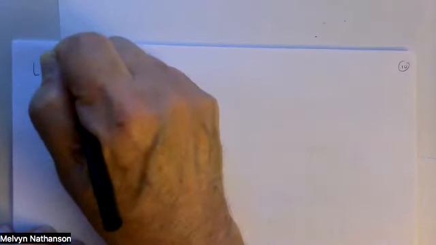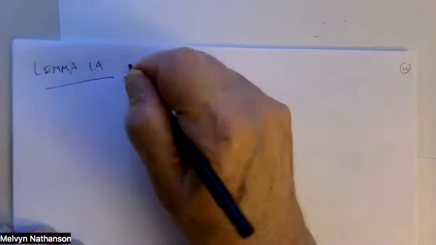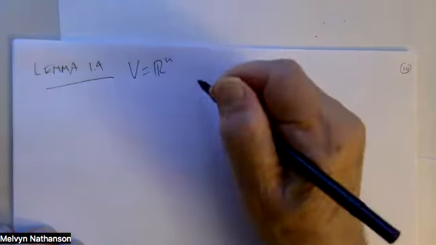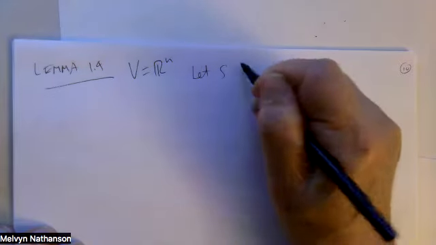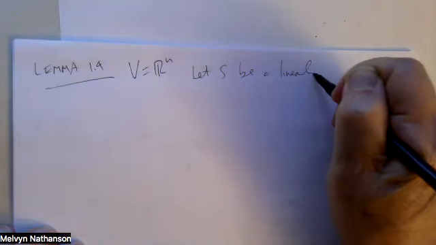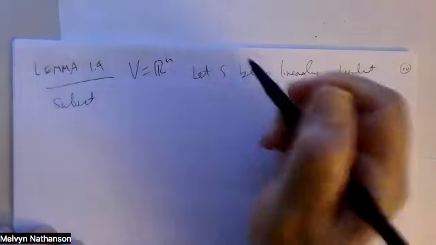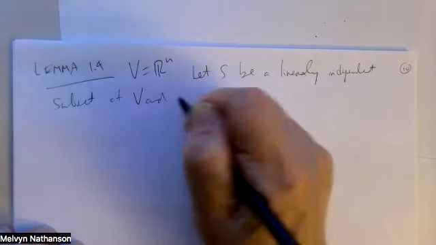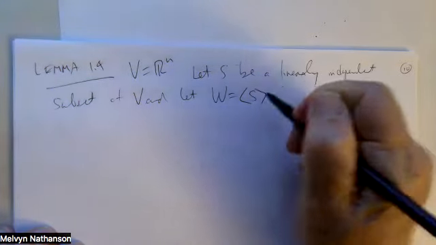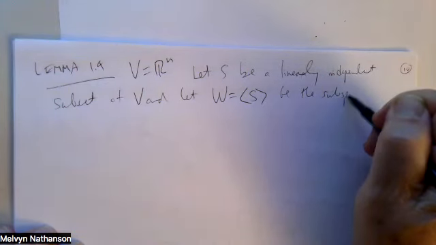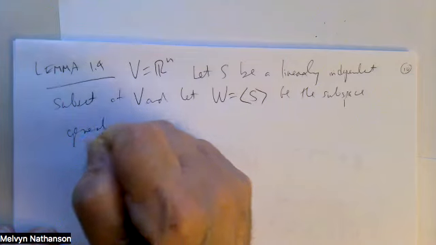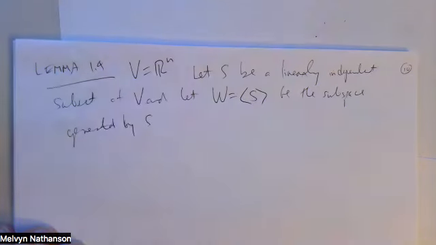So a very important fact about linearly independent subsets is the following. This is a lemma, maybe lemma 1.4. It says the following. Suppose we take the vector space Rn. Let S be a linearly independent subset of V, and let W be the subspace generated by S. That means the set of all linear combinations of vectors in S.